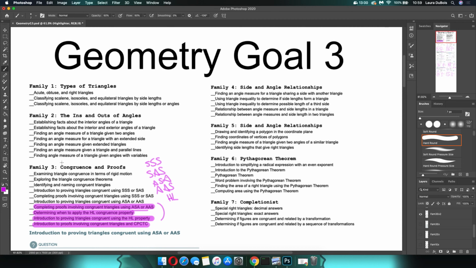All right, so that finally concludes everything for congruence and proofs. And now we just have to slum it out with side and angle relationships again, Pythagorean theorem, and the completionists. The fun stuff is over, and now we have leftover topics.